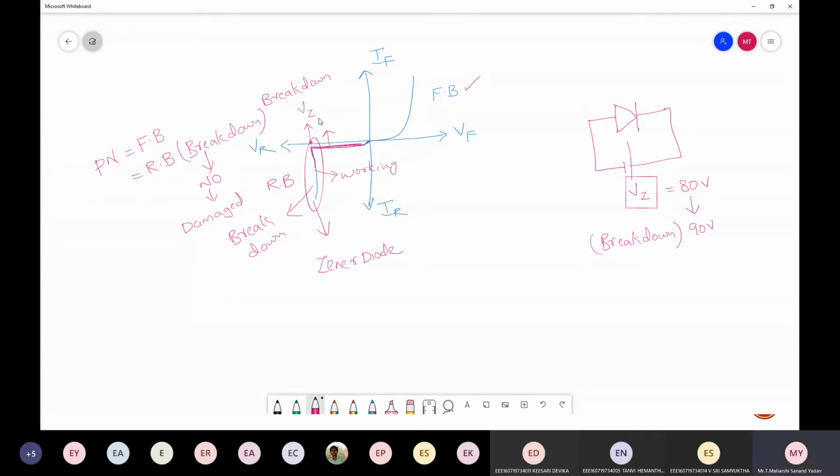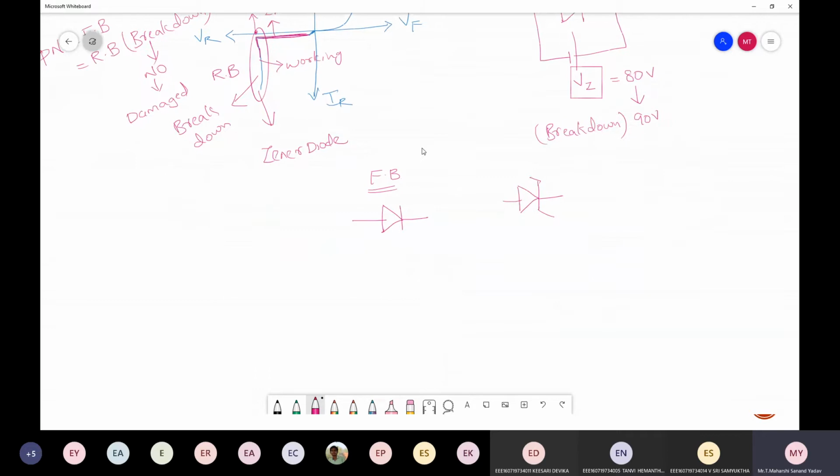So at this point, the Zener diode is off. Why is it off? Why not on? Forward bias. Suppose it is forward bias, is it on or off? On. For better understanding, we shall compare both the PN diode and the Zener diode in parallel so that you can understand it easily. So tell me the forward bias condition for these two diodes.